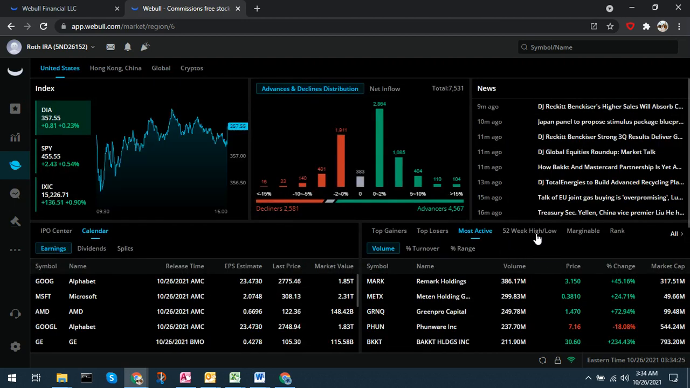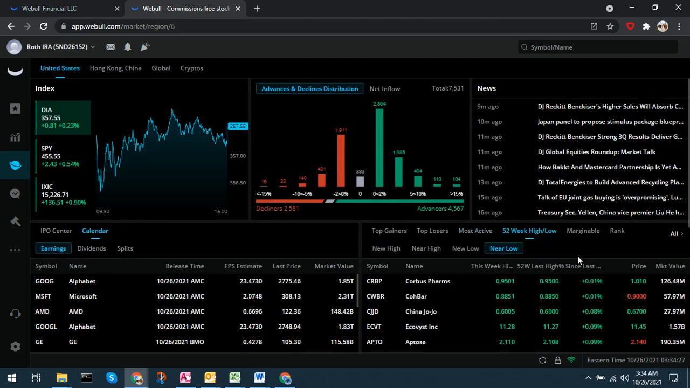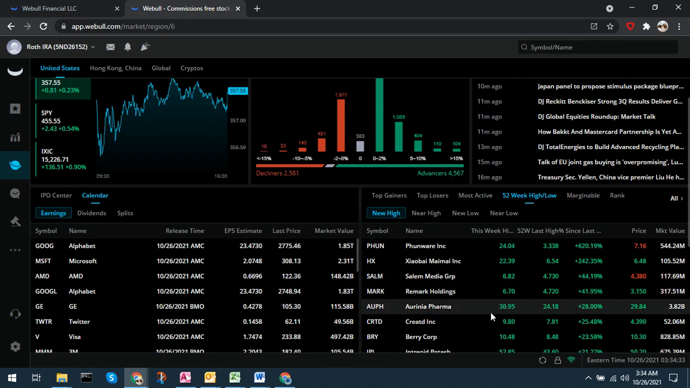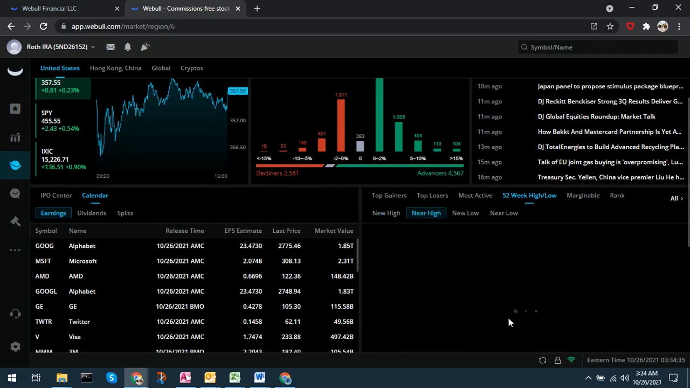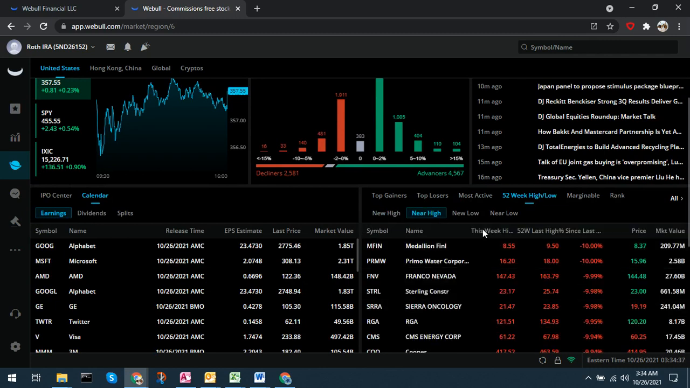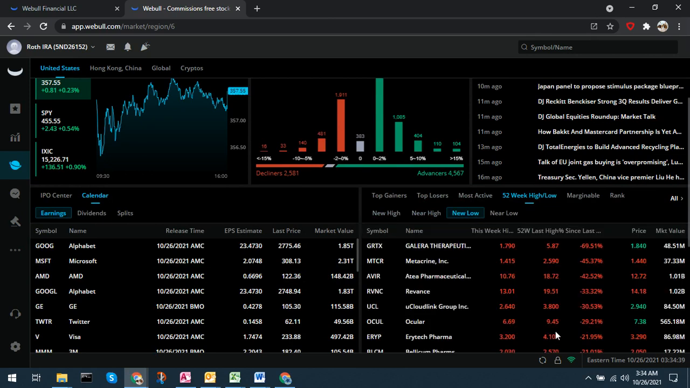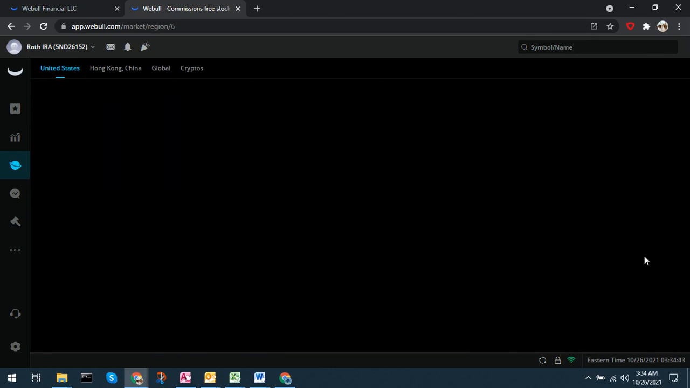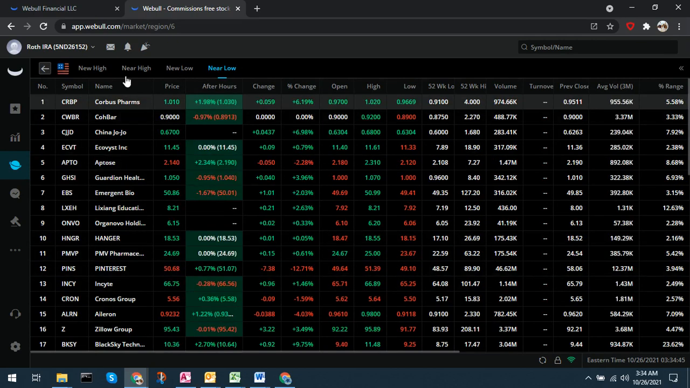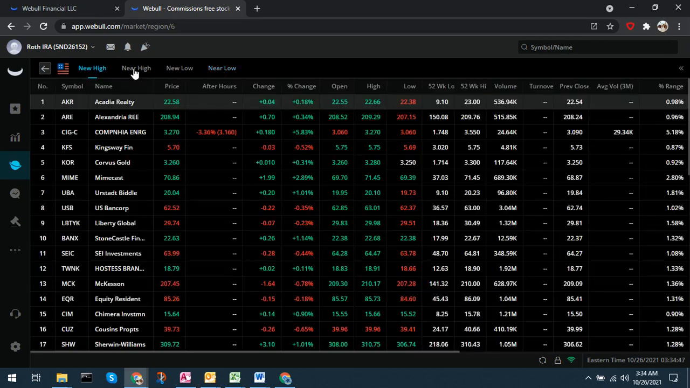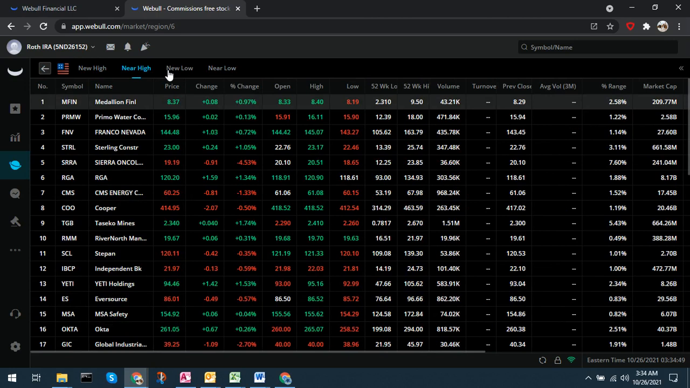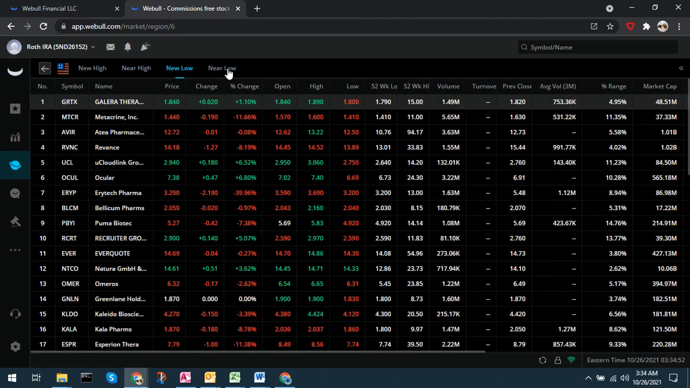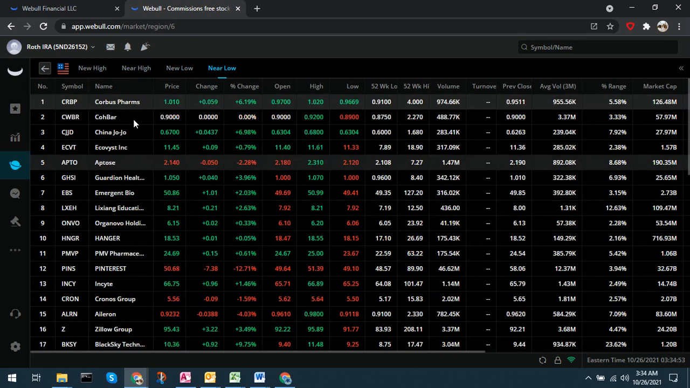Again, we can see who's hitting a 52-week high or low. We can see the top new highs, ones that are near the high, those that hit a new low, near a low, and then again we can see all of them and select them in the All tab if we want to see more than just the top 10.